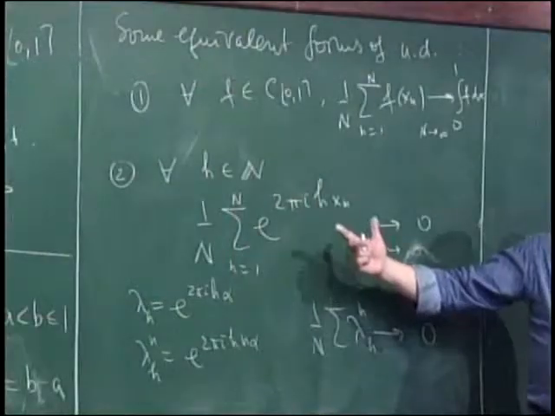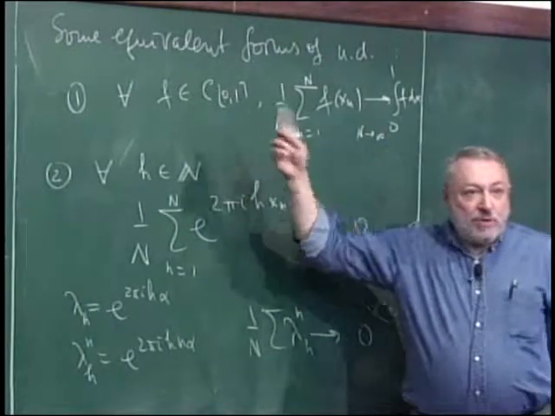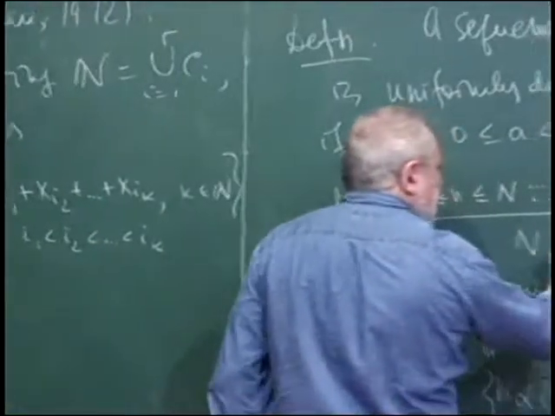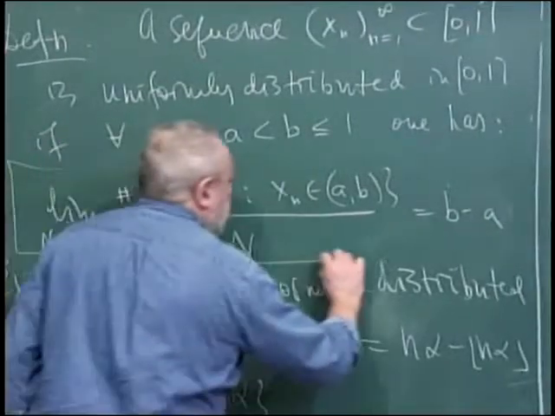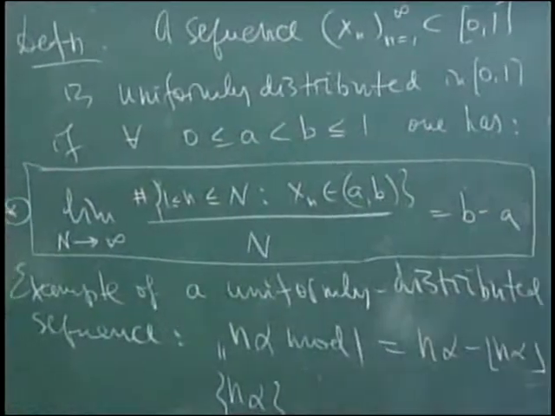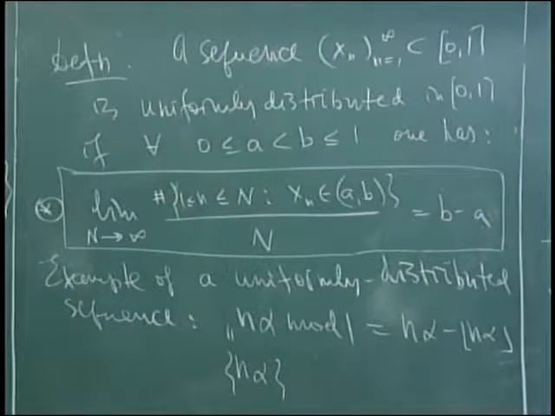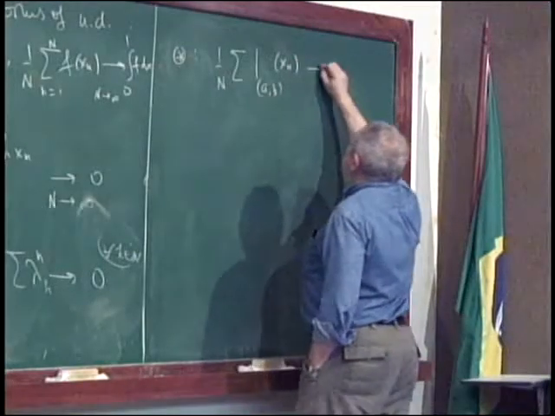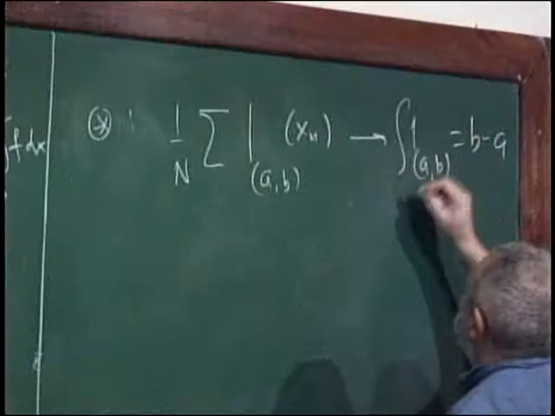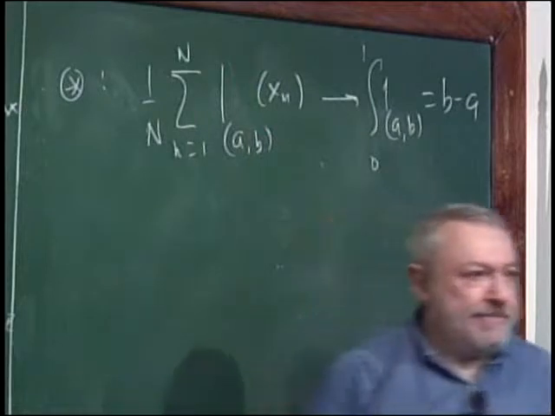So maybe I should say a few words how to prove all these things. You see, continuous functions can be approximated by step functions. And so this can be interpreted, I don't know, call it star. This formula star means that 1 over n sum of 1_{[a,b]}(x_n) converges to the integral of 1_{[a,b]}, which is b minus a. I hope that's pretty obvious. Is it?